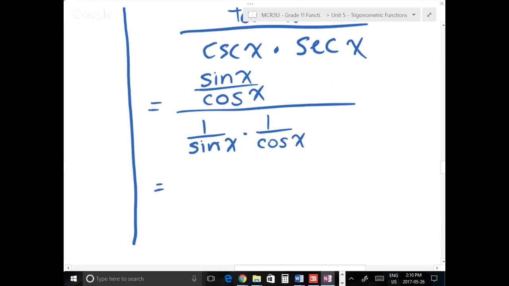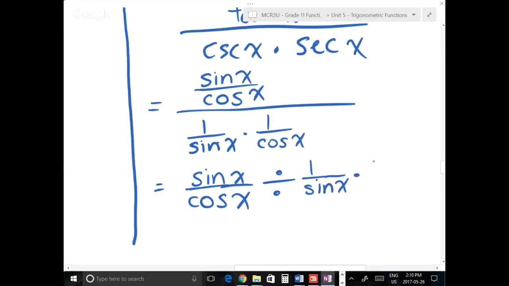So let's think of it this way. That's sine x over cos x, and now we're doing division, right? So let's divide it by 1 over sine x times 1 over cos x. And I'm going to turn that into a single fraction, because what's 1 times 1? 1. What's sine x times cos x? Just sine x times cos x.